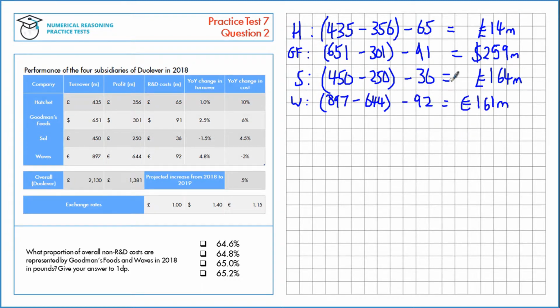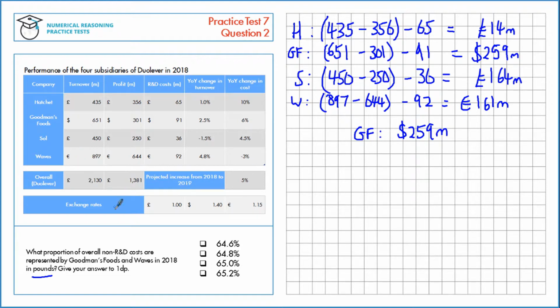So now we have all of the non-R&D costs, however they're all in different currencies. We need them in pounds, as given here, so we need to convert both this one and this one into pounds. So first, for Goodman's Foods, we have $259 million. We need to convert that into pounds.